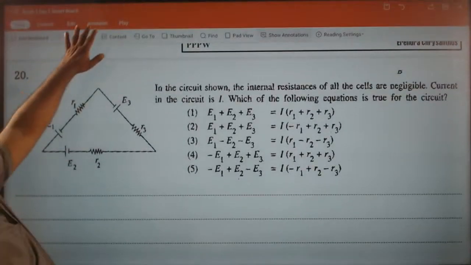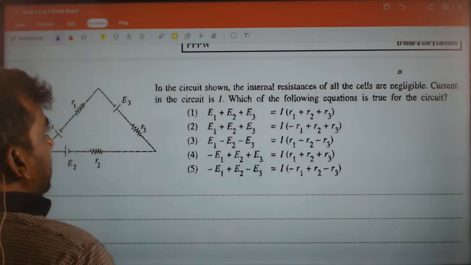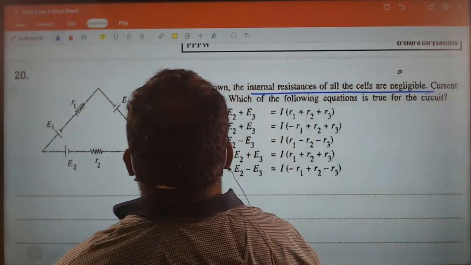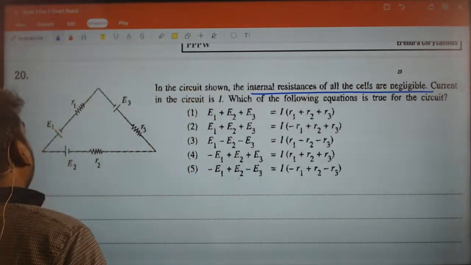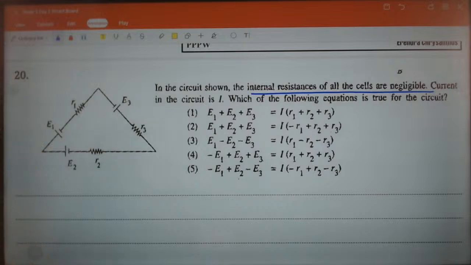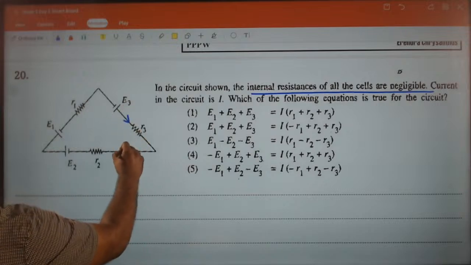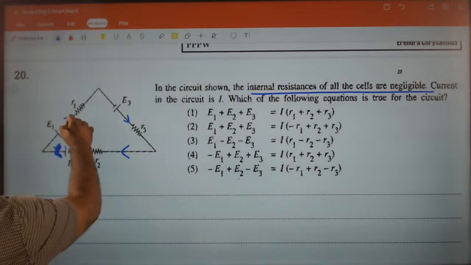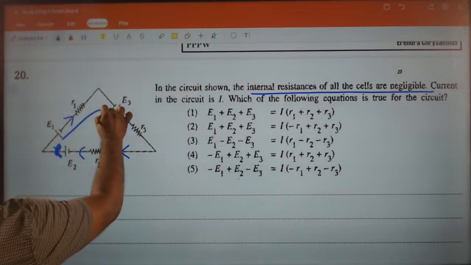Okay. Question number 20. In the circuit shown, the internal resistance of all the cells are negligible. Current in the circuit is I. Which of the following equations is true? So let's apply Kirchhoff's law. Let's say going this way.